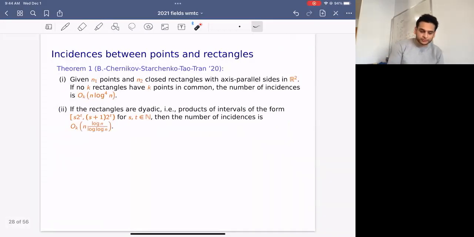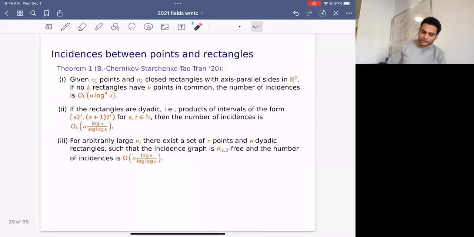So this first point is a consequence of a much more general theorem, and I'll try to talk a little bit about that one. This uses ideas from model theory. The next part uses only combinatorial ideas. If you have what we call dyadic rectangles, so the rectangles are products of intervals that are dyadic, then we can get a much better bound, n log n divided by log log n. And we can also show that this is basically tight, aside from the constant. There's a lower bound that for every n, we can find a set of n points and rectangles which gives us the same number of incidences, and it's K_{2,2}-free. So it's basically best possible.